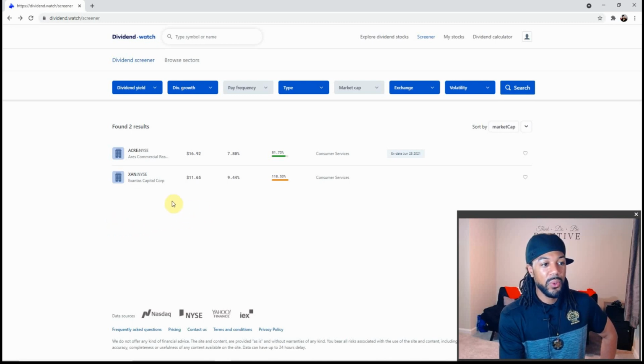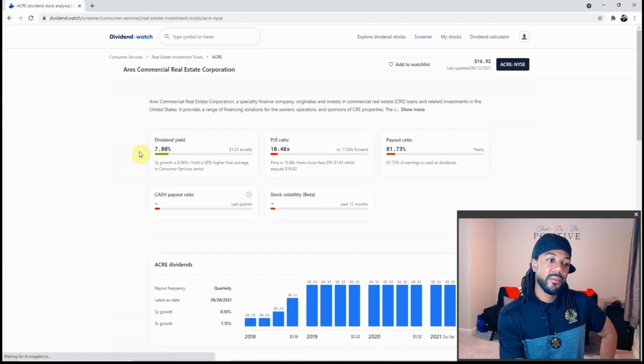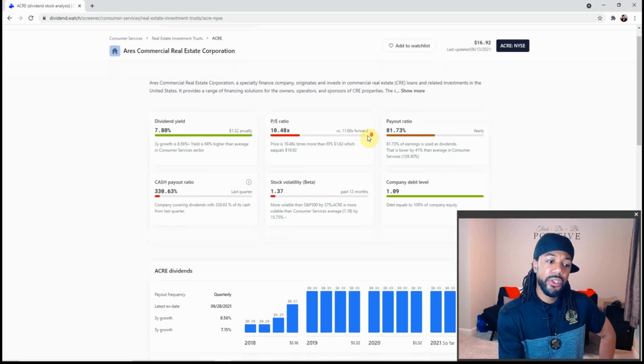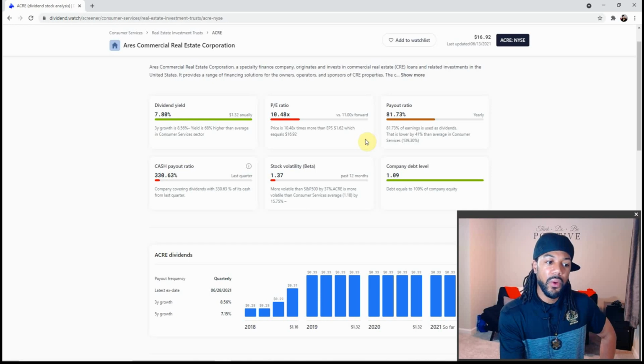All right, so when we click on ACRE, you see it annually pays $1.32, and it's definitely a good price, $16.92. And one of the reasons it is this price is because it's a small cap company. The other companies were big companies. This is a small cap company, meaning that it has growth. It should do some pretty decent growth.